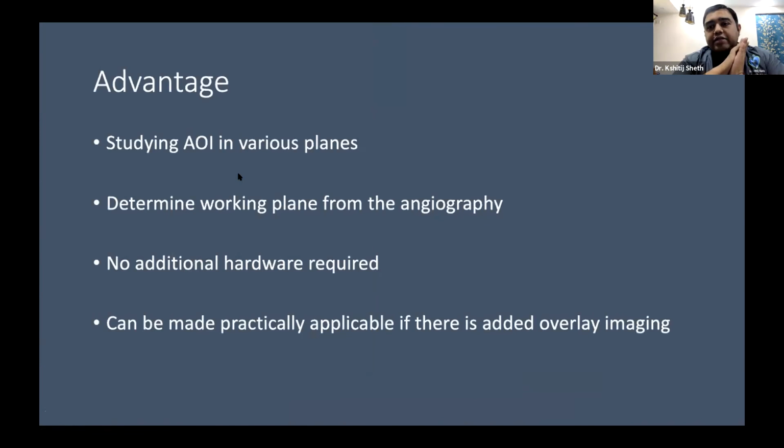The advantage of having 3D rotational angiogram is you can study the area of interest in various planes. You can determine the working plane for intervention based on the rotational angiographic images. No additional hardware is required in the cath lab. And the major advantage would come in when there is 3D overlay imaging, which will help us in road mapping various structures, and that would make our intervention process much easier.